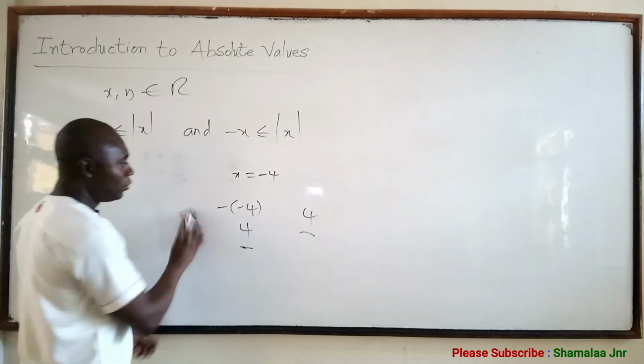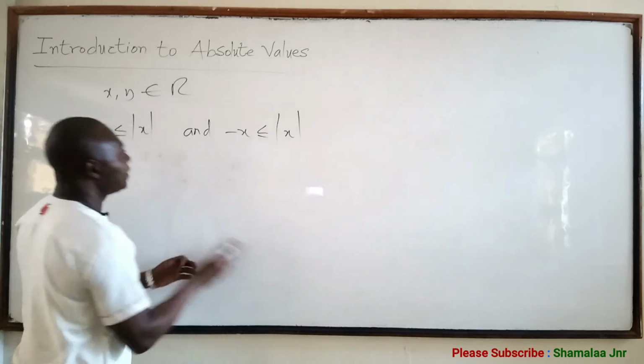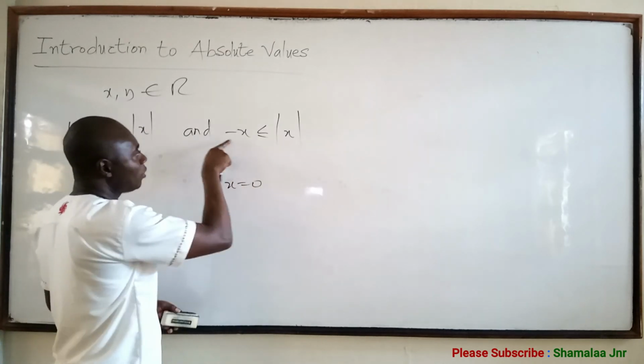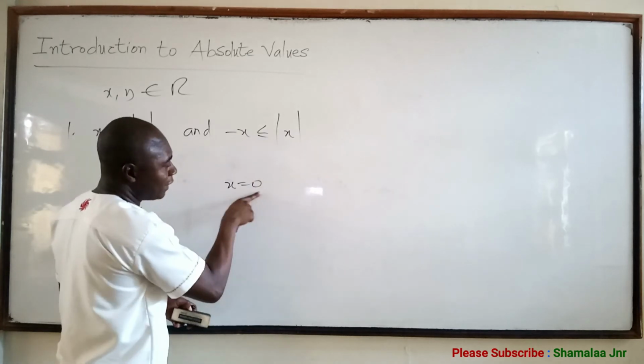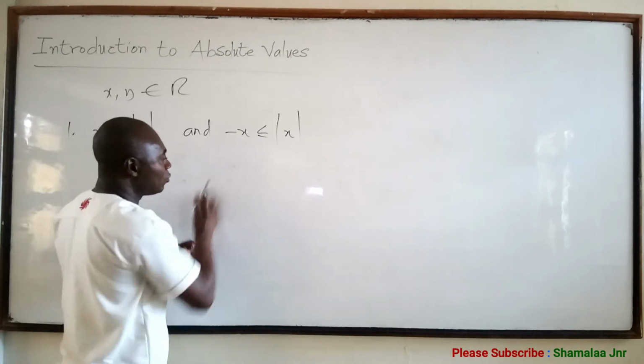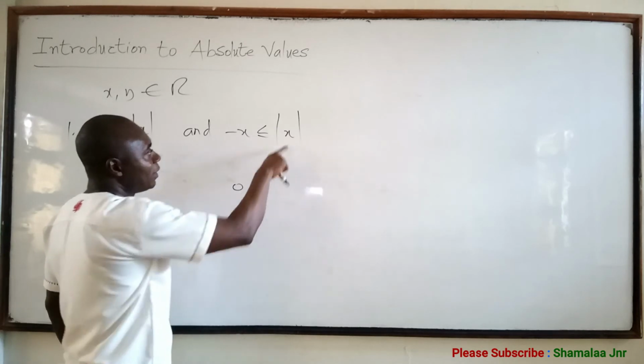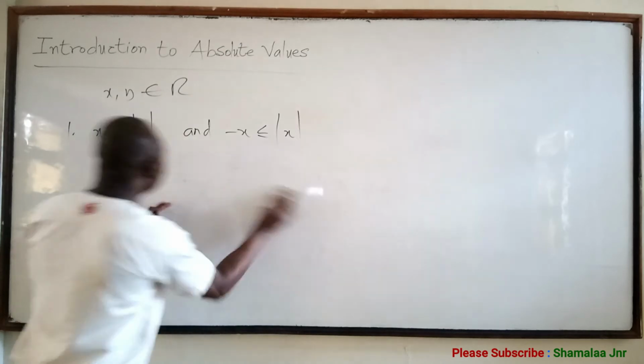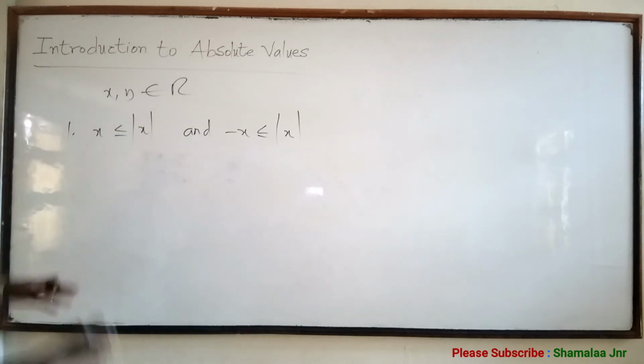Isn't it? It holds. Now, if x is equal to 0, then this one will be negative of the x value, and 0 cannot be negated, so it is still 0. And the absolute value of 0 here is 0. 0 is equal to 0. So it means that this is true.